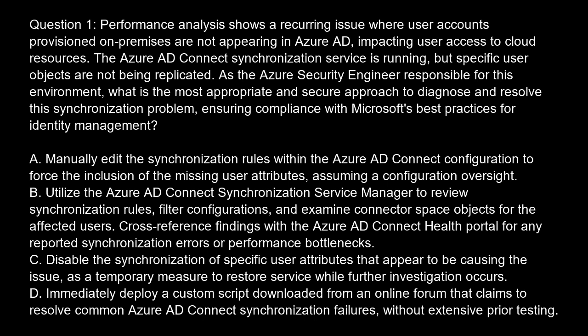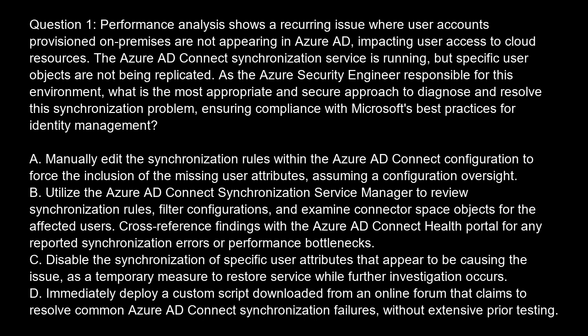Option A. Manually edit the synchronization rules within the Azure AD Connect configuration to force the inclusion of the missing user attributes, assuming a configuration oversight. Option B. Utilize the Azure AD Connect Synchronization Service Manager to review synchronization rules, filter configurations, and examine connector space objects for the affected users. Cross-reference findings with the Azure AD Connect Health Portal for any reported synchronization errors or performance bottlenecks.